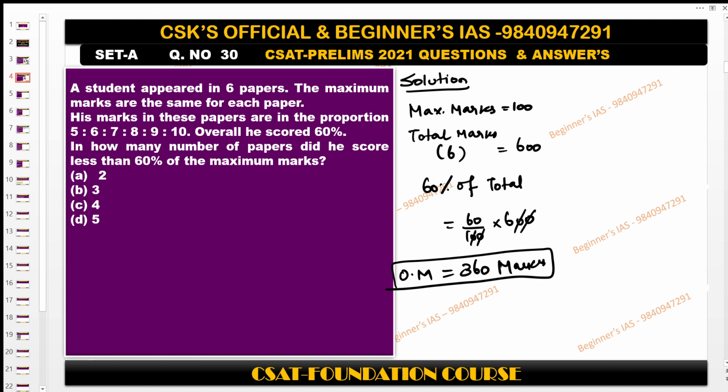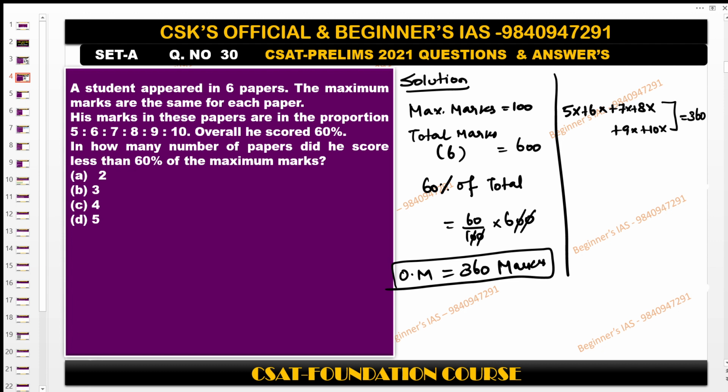So here the proportion has been given: 5x plus 6x plus 7x plus 8x plus 9x plus 10x. So this is the total score, which is equal to 360.